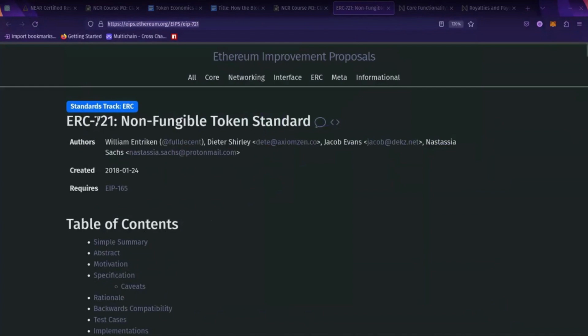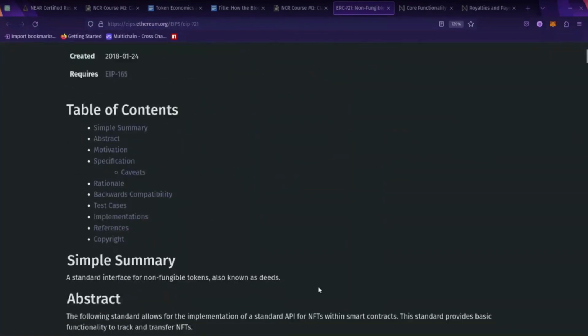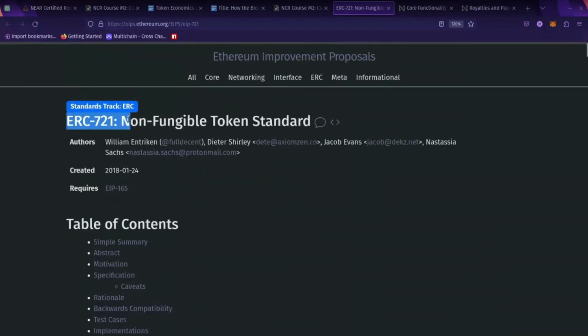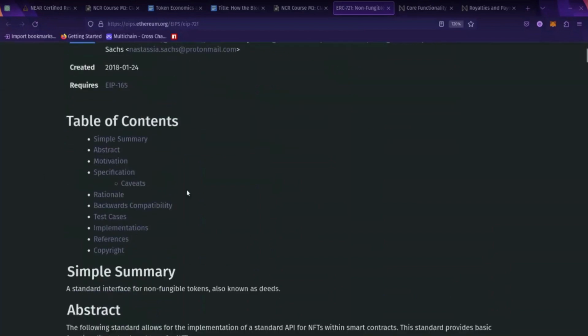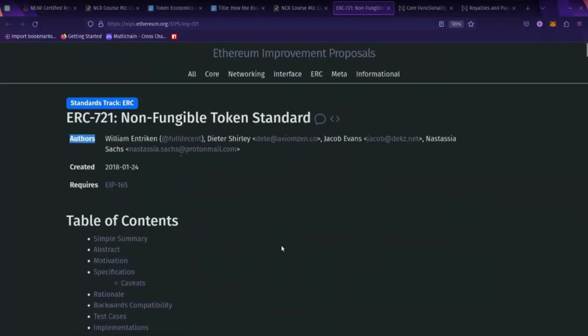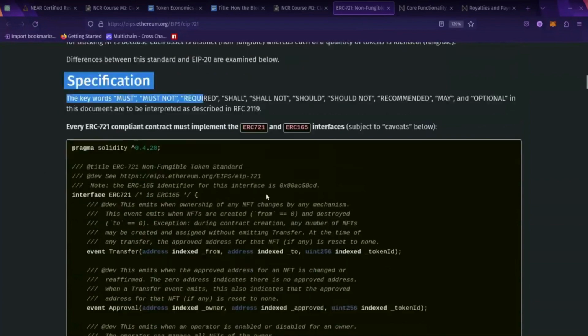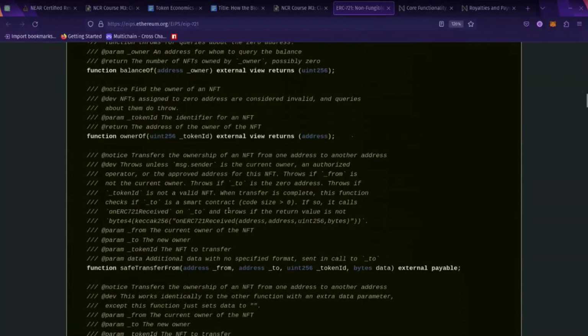never read an NEP, but Ethereum has Ethereum Improvement Proposals to try and standardize how people interact with the blockchain. Within these proposals is the ERC-721 standard for non-fungible tokens. Now, you don't need to know much of what this is saying, but in my opinion, it gets technical once you get into the specification. So if you're not a developer, it might be a little confusing.